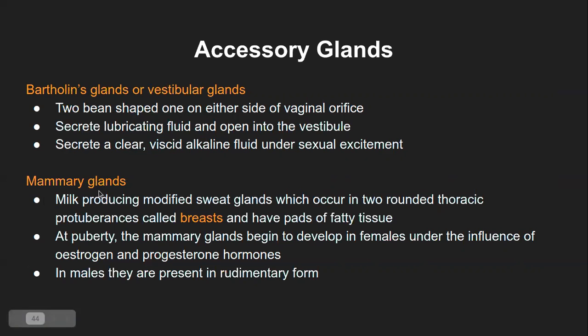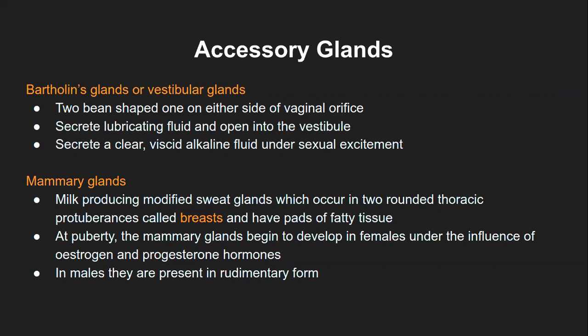Then the mammary glands. All the mammals have this mammary gland. So milk producing modified sweat glands. The mammary glands are nothing but modified sweat glands. So instead of secreting sweat, they will synthesize the milk and secrete it. So milk producing modified sweat glands, which occur in two rounded thoracic protuberances.